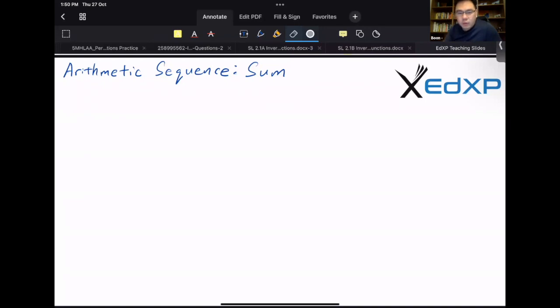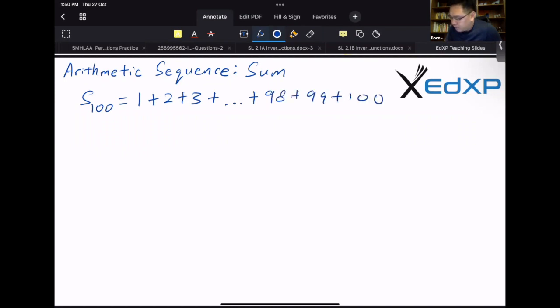Next, we move on to the sum of an arithmetic sequence. Let's use an example. For example, I want to sum 100 terms, starting from 1, let's keep it simple: 1 plus 2 plus 3, all the way until 100. So the last 3 terms will be 98, 99, and 100. How do I do this without a calculator?